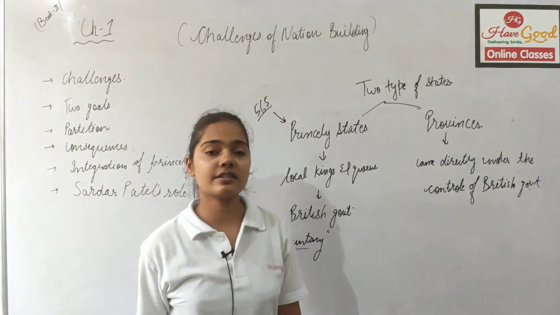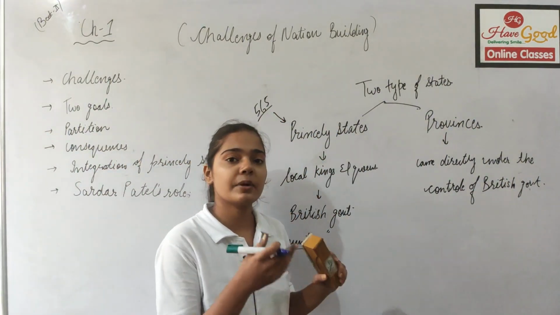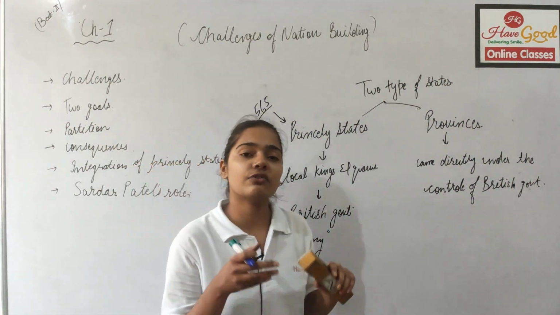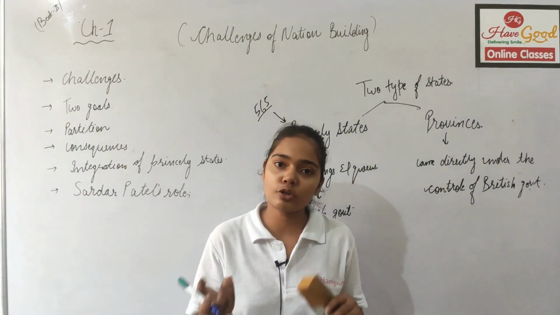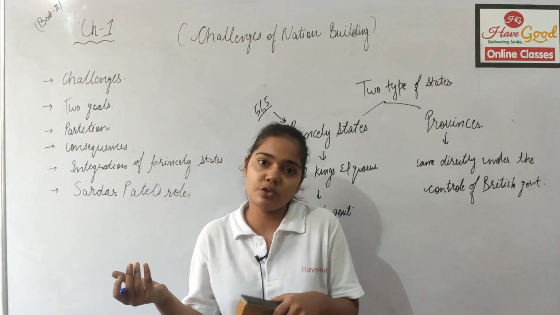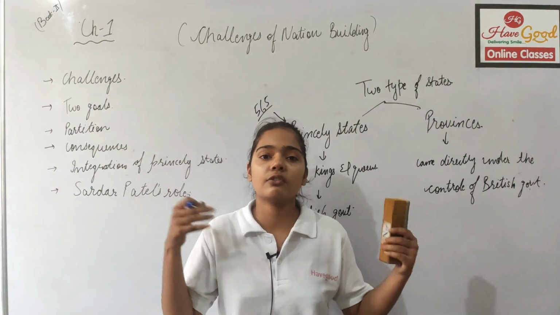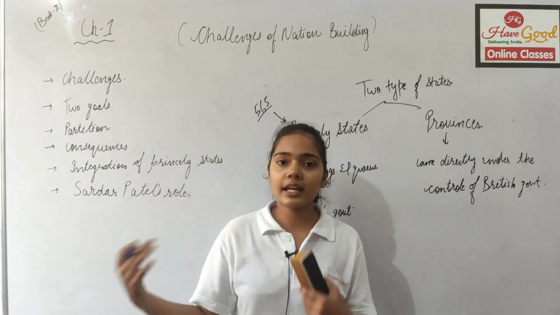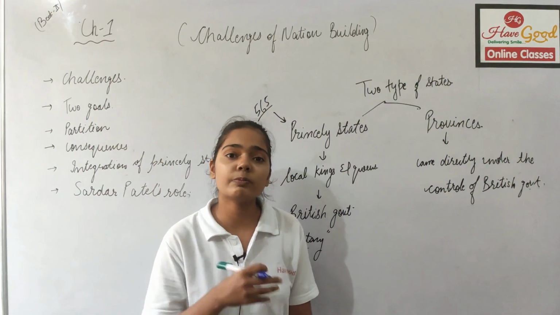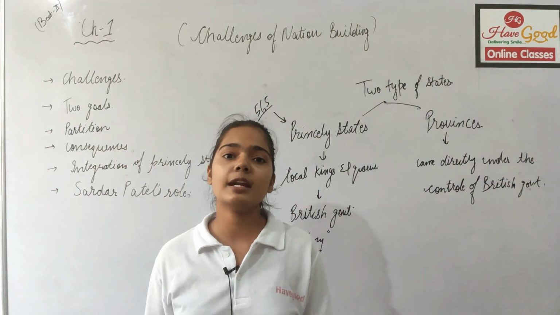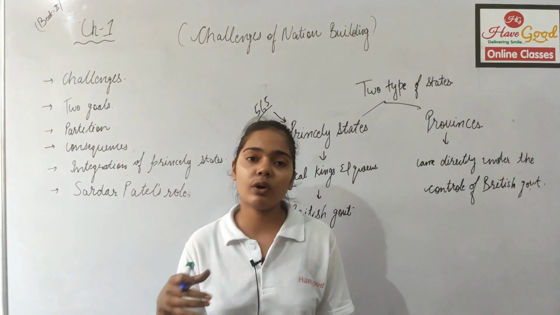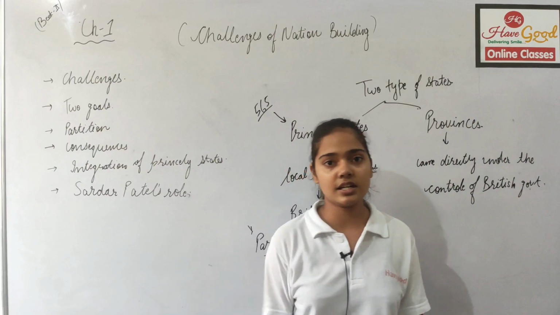There were a total of 565 princely states. When the Britishers left, they put a condition that the princely states are free to choose their future. If they wanted to join Pakistan, they could join Pakistan, and if they wanted to join the Indian Union, they could join the Indian Union, and if they wanted to remain independent, they could remain independent. And due to this, it created real trouble, because some of the princely states thought that they wanted to stay independent and make a new independent nation.